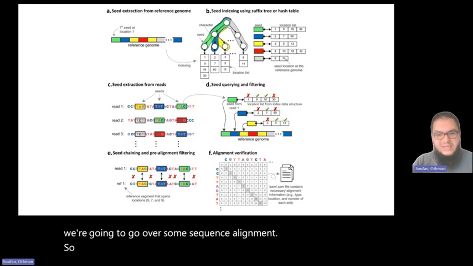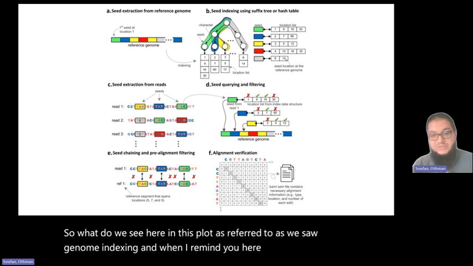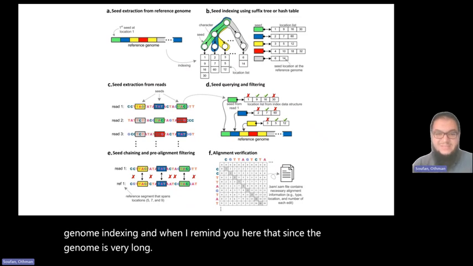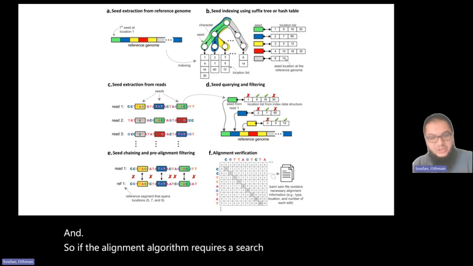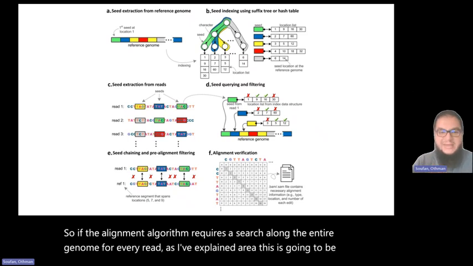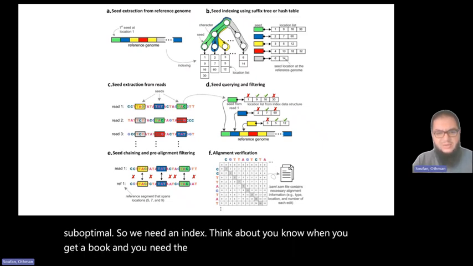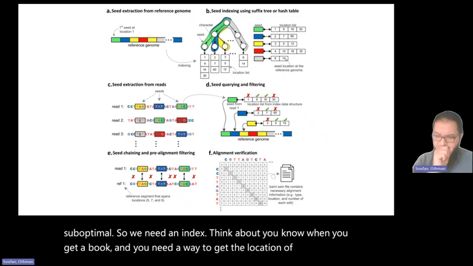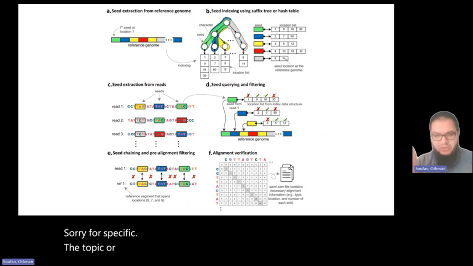So what do we see here in this plot as we start genome indexing? I want to remind you that since the genome is very long, if the alignment algorithm requires a search along the entire genome for every read, as I've explained earlier, this is going to be suboptimal. So we need an index. Think about when you get a book and you need a way to get the location of a specific topic or specific story that you want to read.